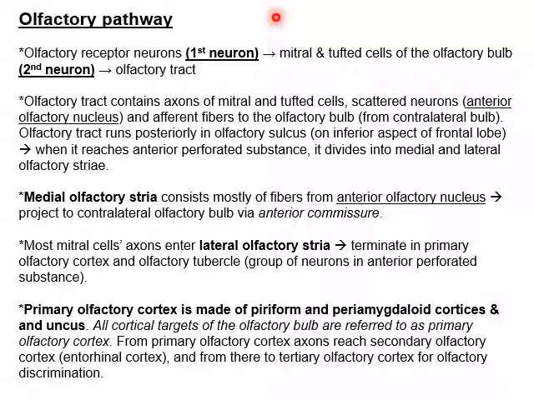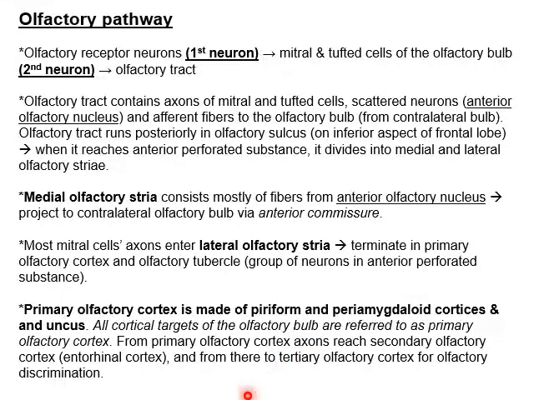Most of the mitral cells axons enter the lateral olfactory stria and terminate in the primary olfactory cortex and the olfactory tubercle. The olfactory tubercle is a group of neurons present in the anterior perforated substance. So what's the primary olfactory cortex? The primary olfactory cortex is made of the piriform and periamygdaloid cortices, in addition to the uncus. Note that all the cortical targets that are coming from the olfactory bulb are referred to as primary olfactory cortex.